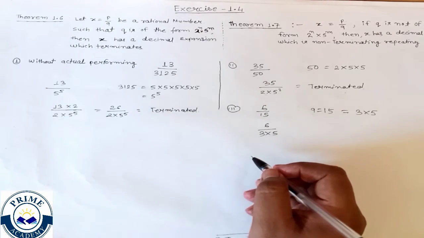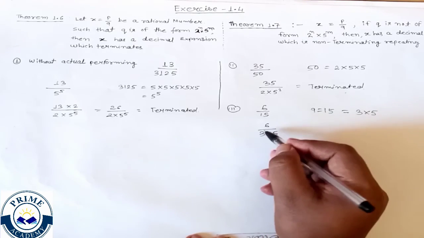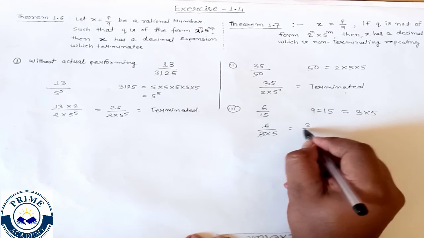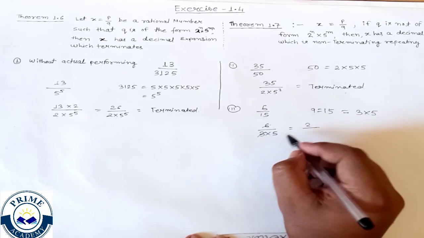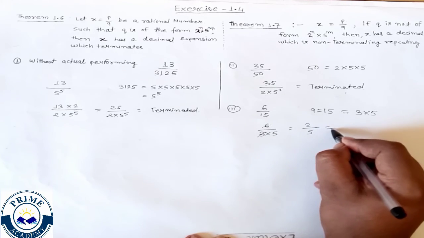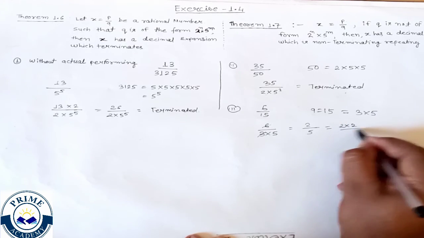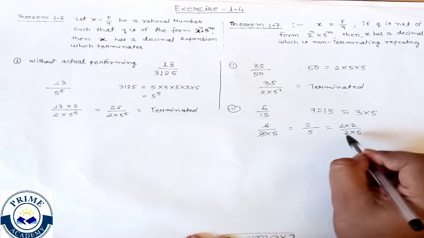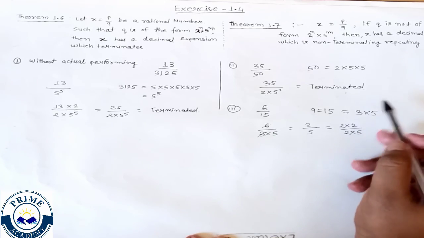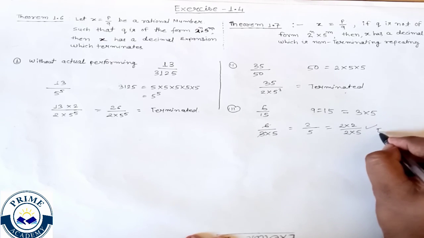Just a minute, I'm telling you this 3 will be cancelled out. Out of 6, you will get 2 over here, and this is 5. So further we can write it as 2 into 2 upon 5 into 2, just multiplying by 2. I have multiplied 2 in the numerator and 2 in the denominator. So this q is again in the form of 2 to the power n, 5 to the power m, right or not? So again this is terminated.